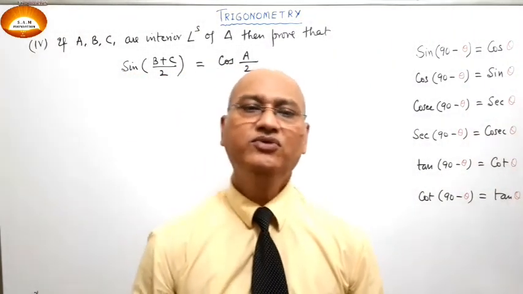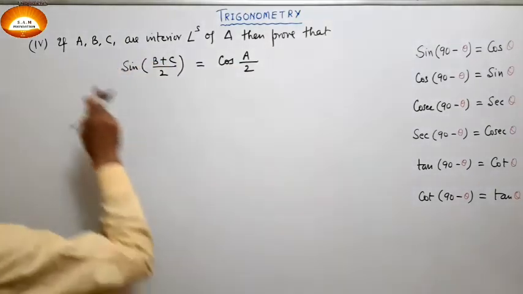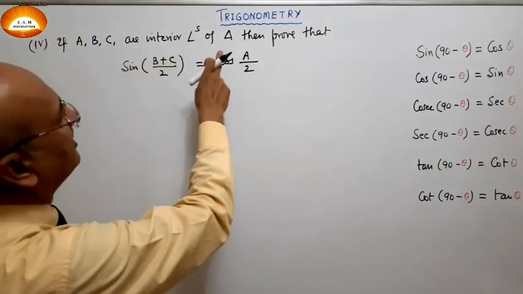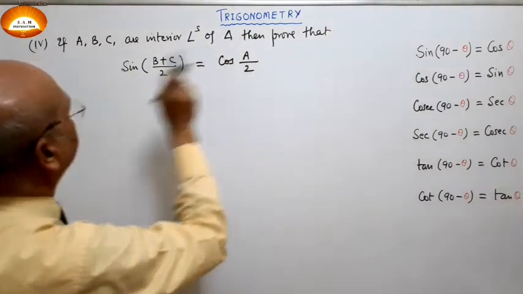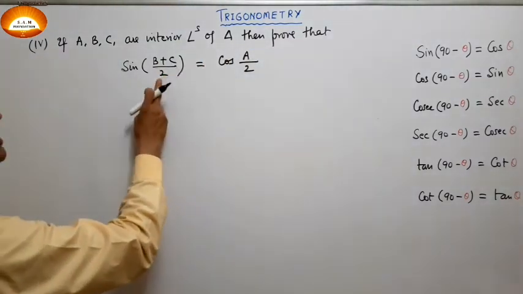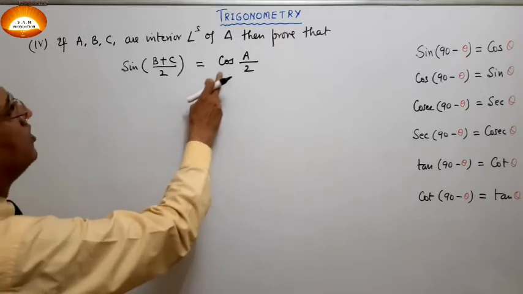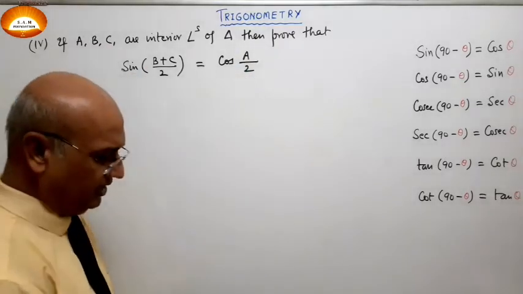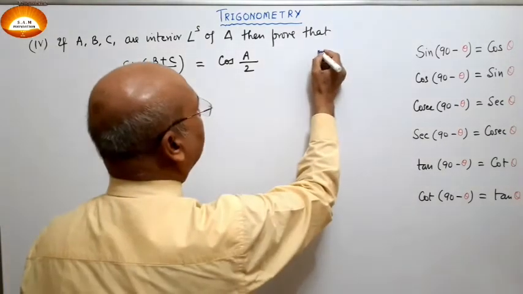Okay, now let's move to the fourth question. If A, B, C are interior angles of a triangle, then prove that sin (B plus C) upon 2 is equal to cos A by 2. See, these A, B and C are the interior angles. I'll make the triangle first.